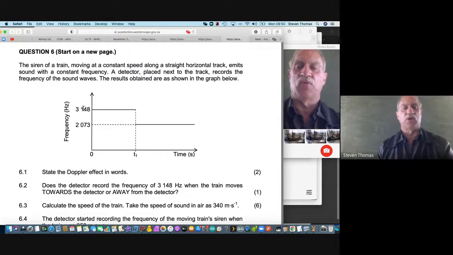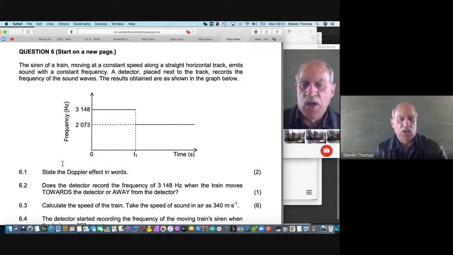We know there's only one big formula in Doppler. Both of these are the frequency of the listener, but this one is when the source is moving towards the detector, and this one is the frequency of the listener when it's moving away from the detector. But we do not know the frequency of the source. They don't tell us.